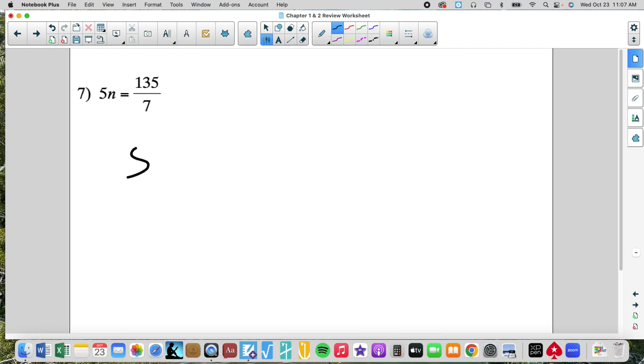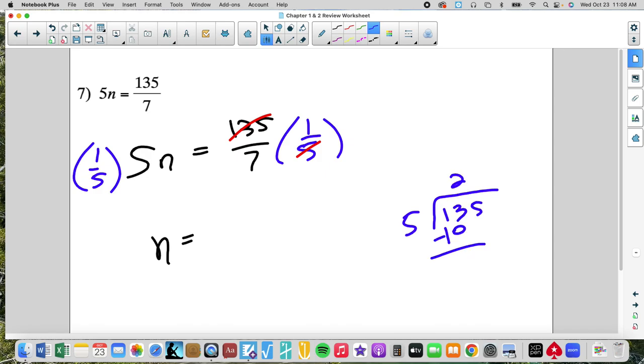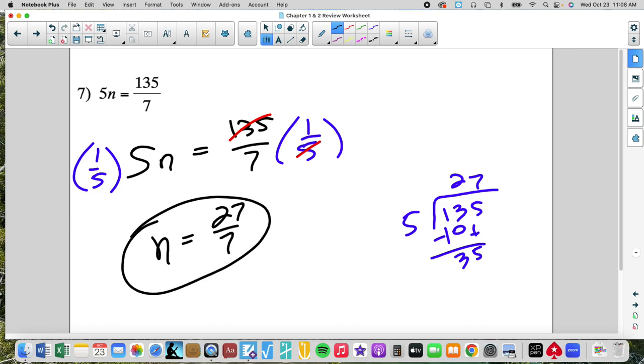We are not going to divide by 5 because we have a fraction on the other side. So we're going to multiply by its reciprocal, which is 1/5. And we are not going to multiply 135 times 1 and 75 times 5. We're going to cross cancel. And 5 goes into 135, that goes 27 times. So 27 over 7, and that doesn't get reduced, and that's my answer.